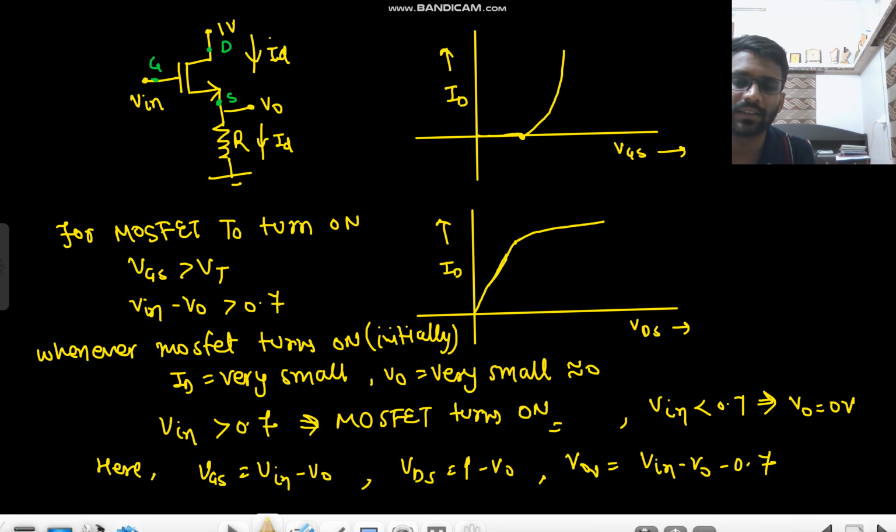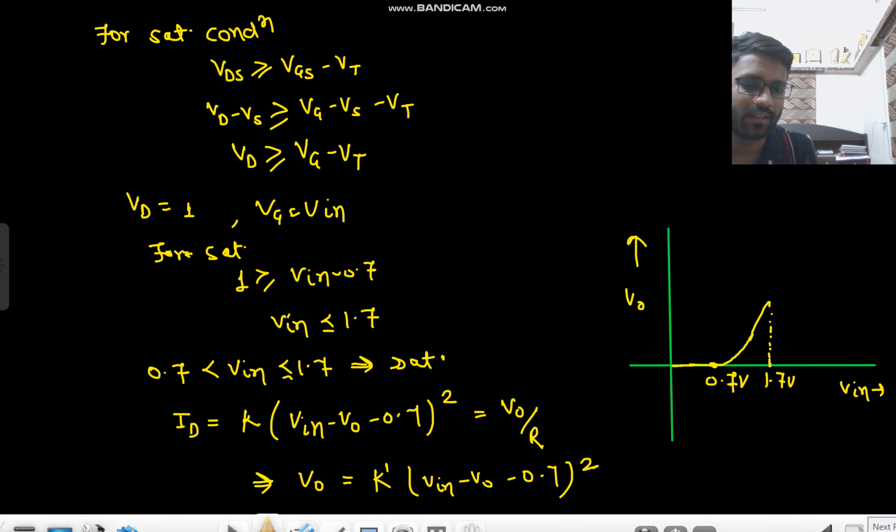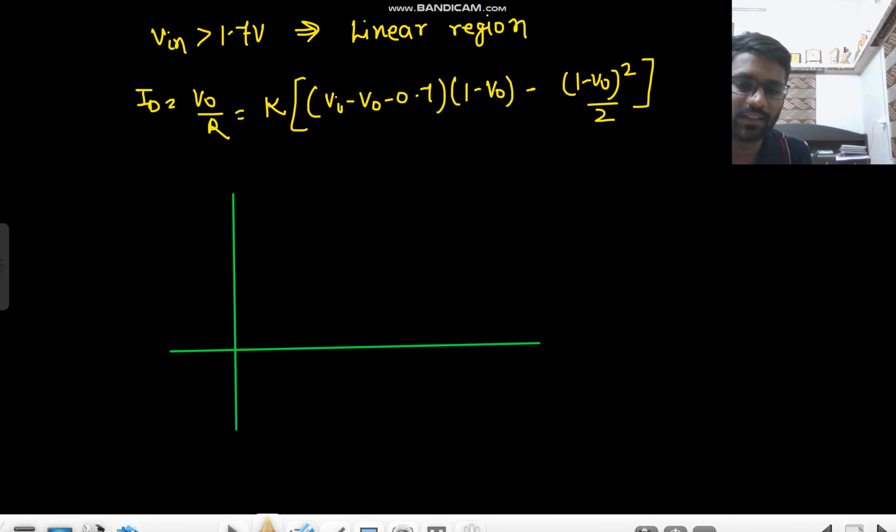so if V in increases, the current will again increase, because the gate voltage increases. If the gate voltage increases, then the current increases, right? We know that if the gate voltage increases, the current increases. So before it was 0, now it goes like this and goes like this. This was 1.7 volt. This was V in. Okay, and this is V out.